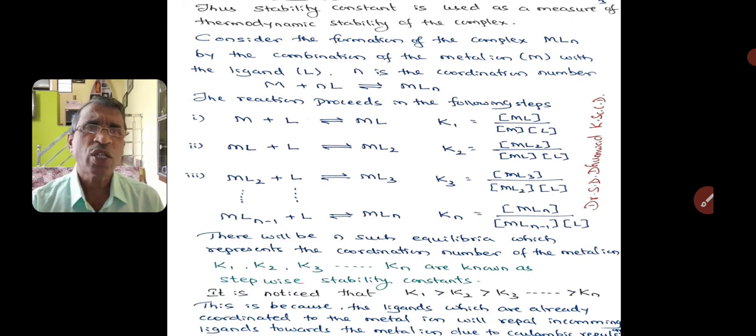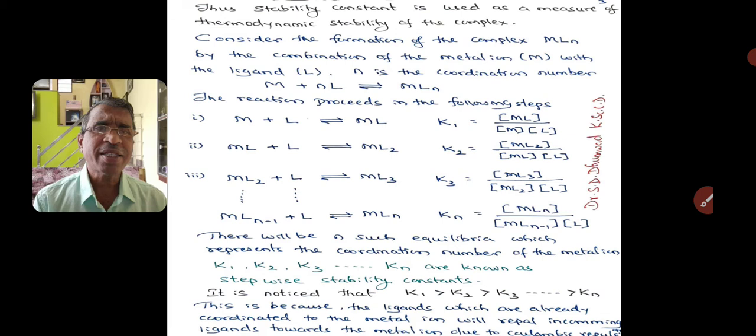Now for all these reactions, if I calculate the stability constant, then for the first reaction, K1 is equal to active mass of ML divided by active mass of M into active mass of L. For the second reaction, K2 is the active mass of ML2 divided by active mass of ML into active mass of L. For the third reaction, K3 is active mass of ML3 divided by active mass of ML2 into active mass of L. In general, for the generalized reaction, Kn is equal to active mass of MLn divided by active mass of MLn-1 into active mass of L.